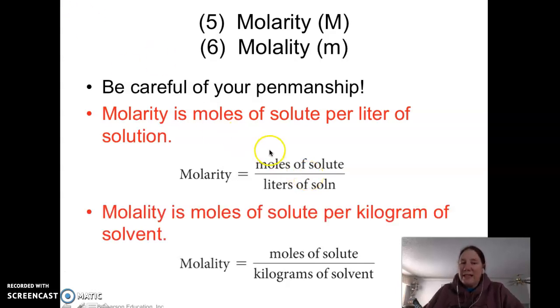If you're doing molality, it's moles of solute, and again you have to change to moles of solute. So in both cases, and then you'd use kilograms of solvent. Again, we usually measure things in grams.